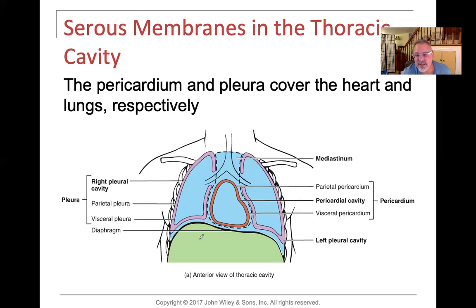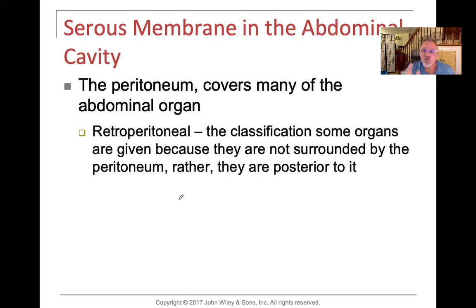The same concept will apply to the abdominal cavity, where you have the peritoneum. The peritoneum is the serous membrane that covers the organs. And again, there'll be a visceral peritoneum and a parietal peritoneum. So the peritoneum is going to cover the abdominal organs.